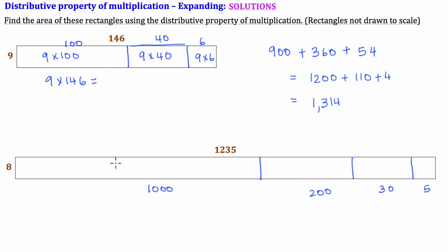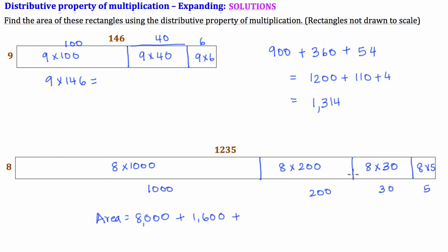Now the area of this rectangle is 8 times 1000. The area of this rectangle is 8 times 200. The area of this rectangle is 8 times 30. And the area of this rectangle is 8 times 5. And now if we add these up, the area is 8000 plus 8 times 200, which is 1600. 8 times 30 is 240 because 8 times 3 is 24. So 8 times 30 is 24 tens. And 8 times 5 is 40. And now if I add these, it's 9880.